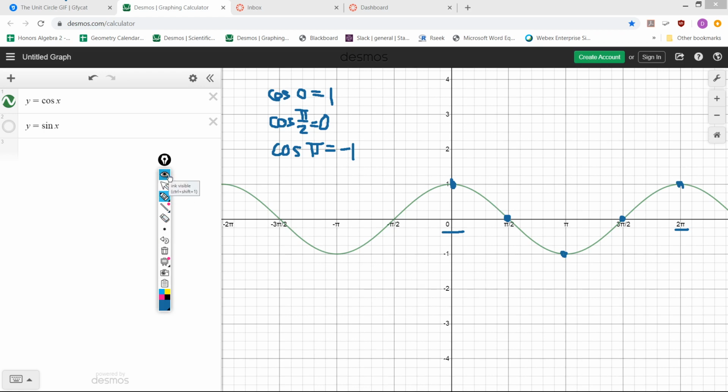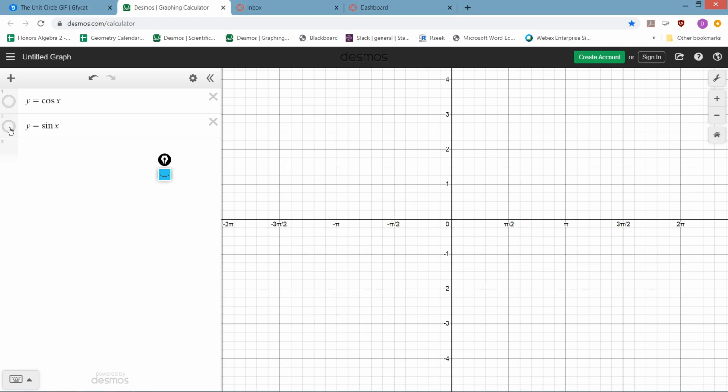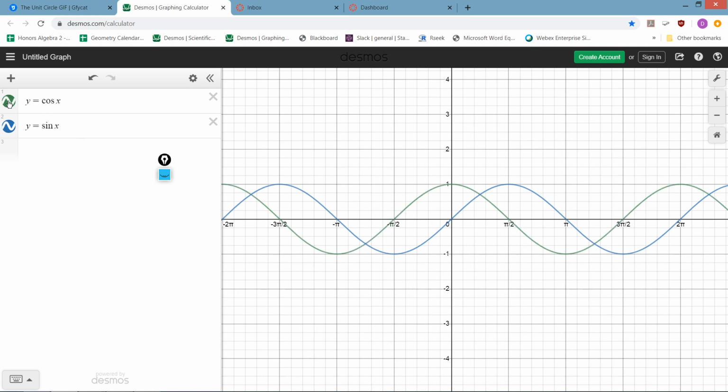So if this is cosine, what's sine like? Well, let's turn off cosine and turn on sine. And looking at that, you might say that looks like the same thing. It's not the same thing. It's very similar, but not the same thing. If I turn on both, you can see there's a difference between them. What's the difference? Well, sine has 1 and 0 values at the opposite place that cosine does.